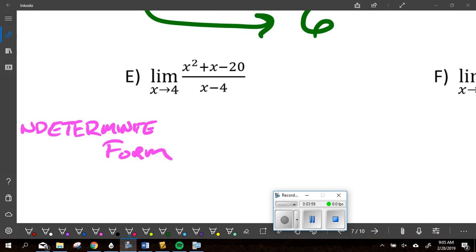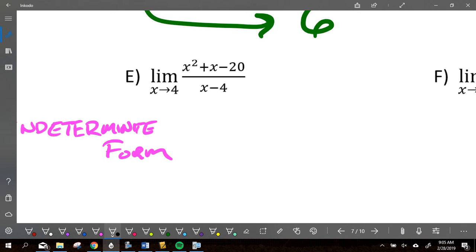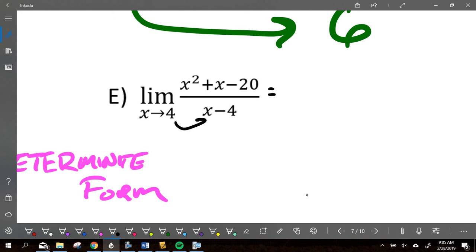Looking at letter E. Garrett, what did you do first on letter E? No, don't do that yet. What did you do first? He plugged in first. The first thing he always does is make sure that it gets him 0 over 0. Because if it didn't, that'd be bad. He's going to plug in 4. And when you plugged in 4, what did you get? 0 over 0. So because he got 0 over 0, he then realized that he could factor, he could cancel, and he could plug back in. But he did that first. He's got to make sure it's 0 over 0.